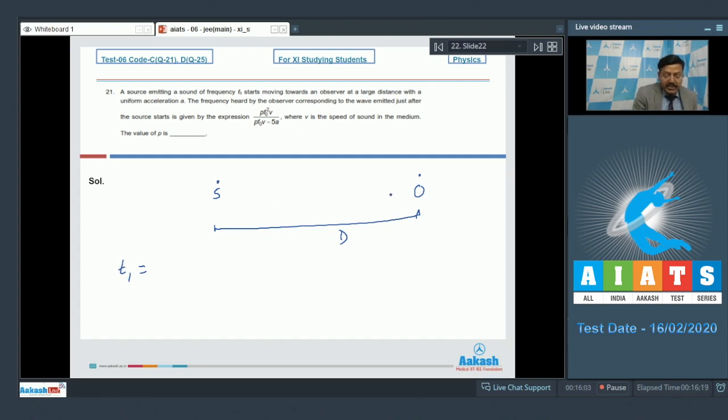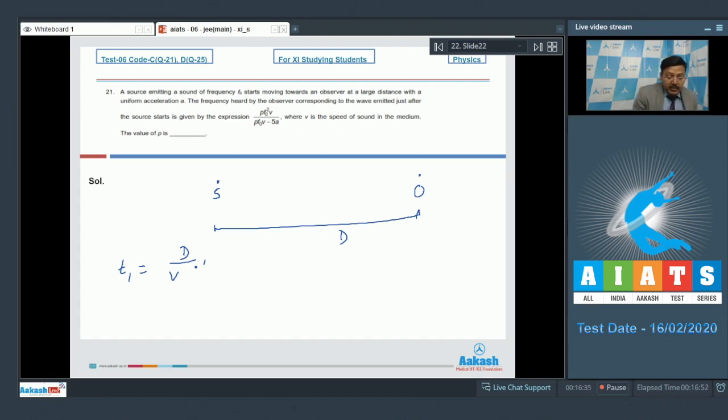We have assumed that the initial distance between the source and the observer was d. The wave is moving with speed v, so this time will be d divided by v, right? The motion of the source has got nothing to do with this time, so this is the initial time. Now the next pulse will be emitted after time 1 by f0.